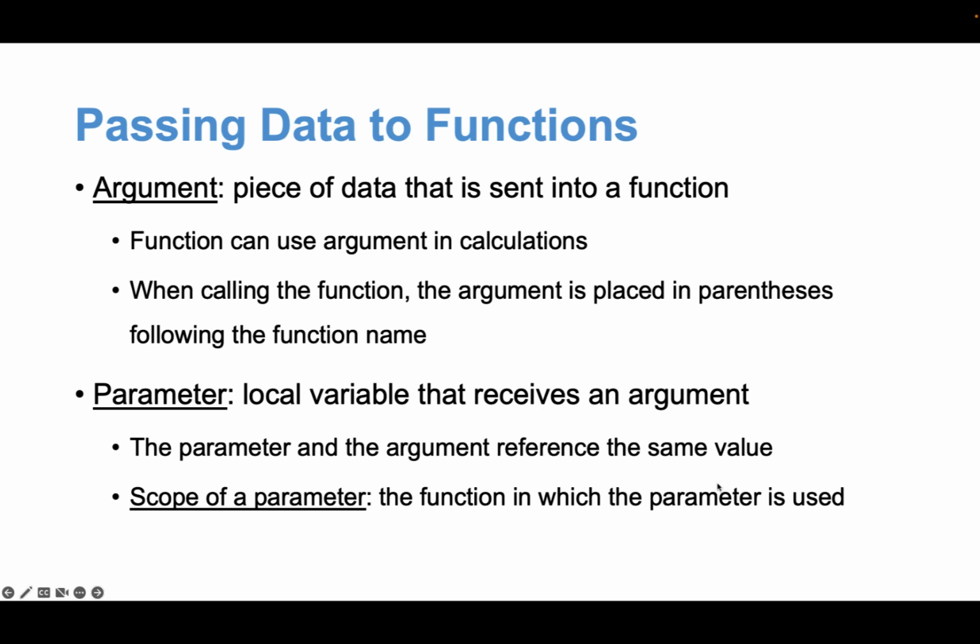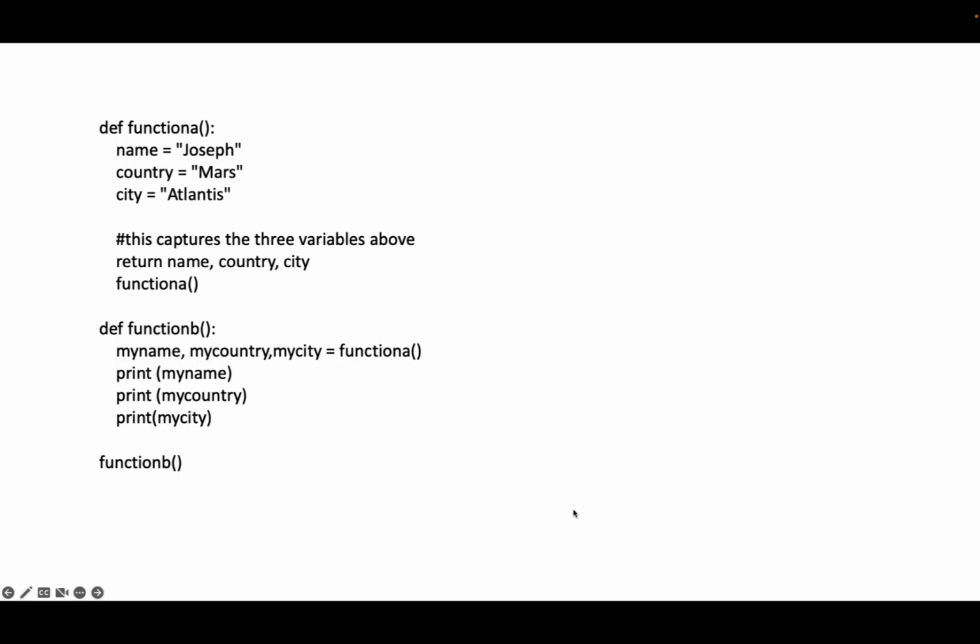Let's just go through some examples. The scope of this is going to be the function in which the parameter is being used. This is an example of a function. Imagine we have defined a simple function, which I called function A. We have three variables called name, country, and city, and I gave three values to these variables. Next, I'm returning each of these values.